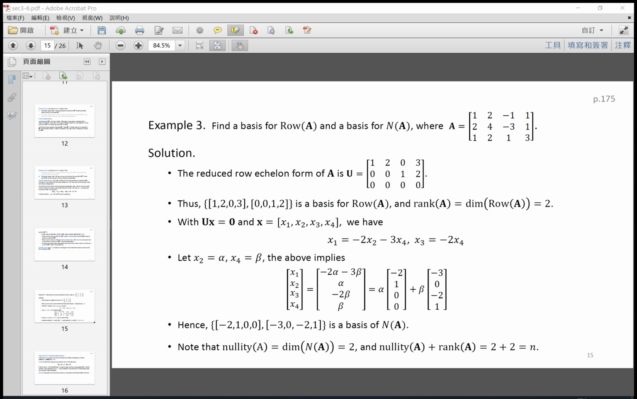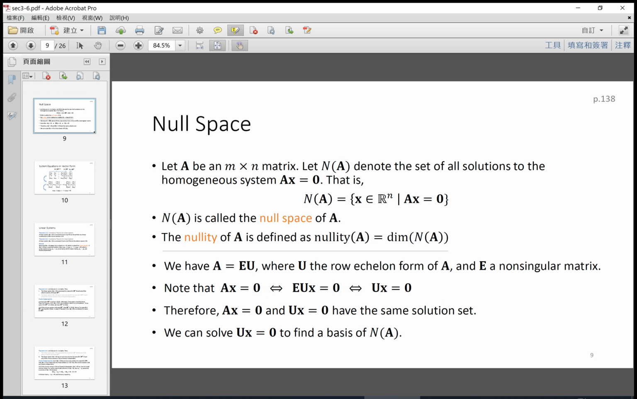Next, we compute the null space of matrix A. To compute the null space, we need to solve Ax equals 0. On page 9, we have shown that Ax equals 0 and Ux equals 0 have the same solution set. Thus, if x satisfies Ux equals 0, then x also satisfies Ax equals 0. Hence, we can compute the solution to Ux equals 0 to find a basis for the null space of matrix A.